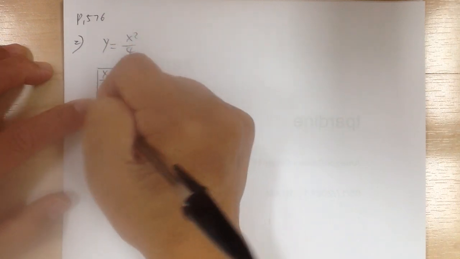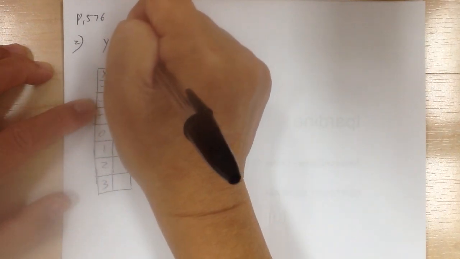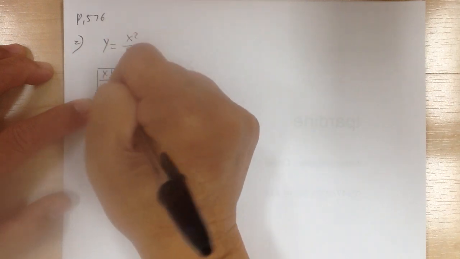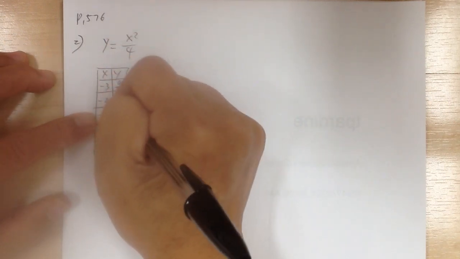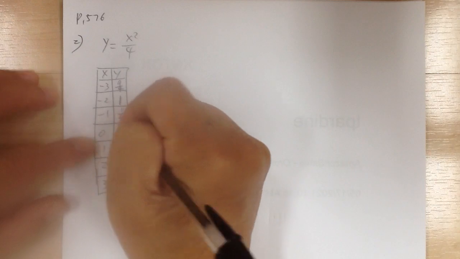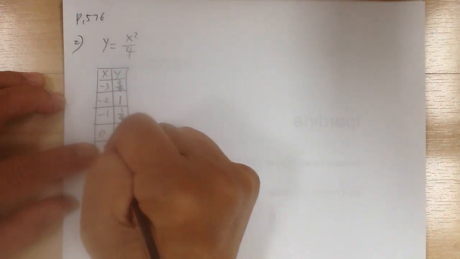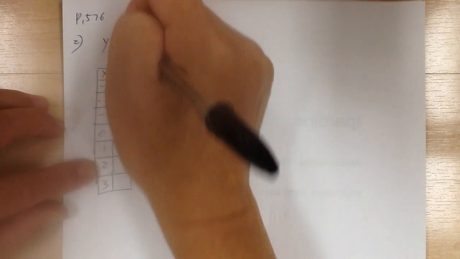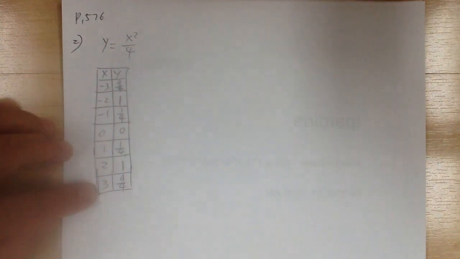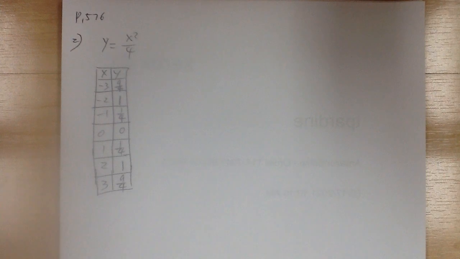Okay? And this one over here, -2 squared will give you +4, and over 4 will give you 1. Okay, this will give you 1 over 4, this will give you 0. You can put 1 in here, you're going to get 1 over 4. And put 2 in here, you're going to get 1. Put 3 in here, you're going to get 9 over 4. Okay, so now to graph this, you just need to plot those points.